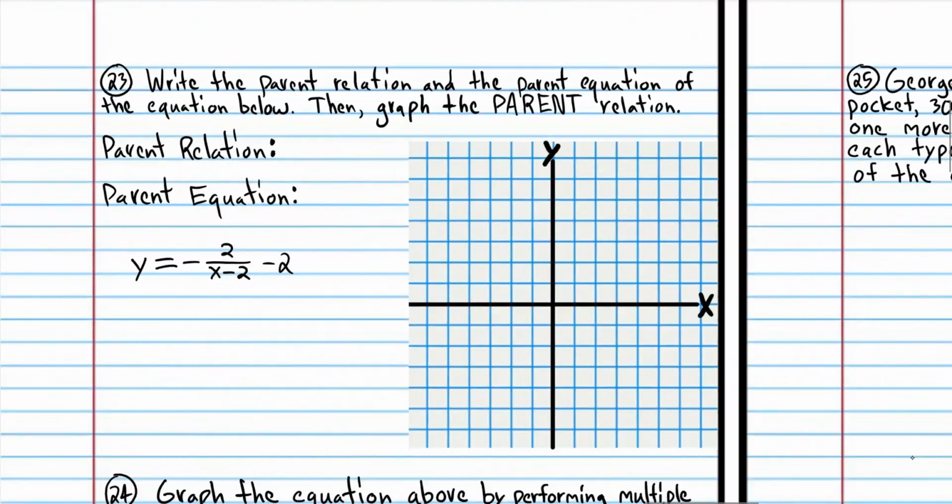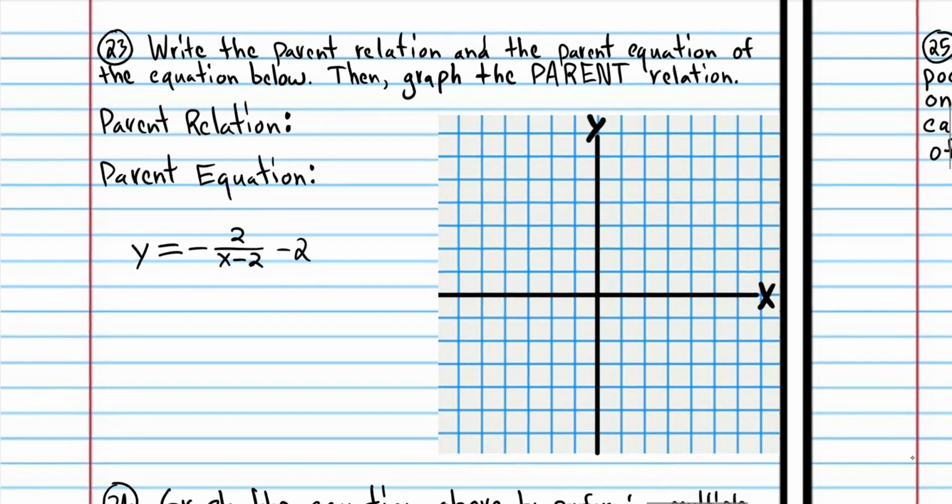Okay, go ahead and try number 23. Be aware that this problem wants you to graph the parent relation of this equation. So be sure to follow directions properly. Try number 23. When you come back, we'll do it together.